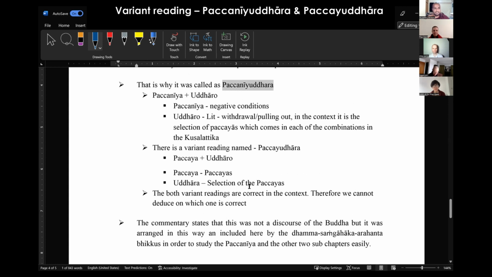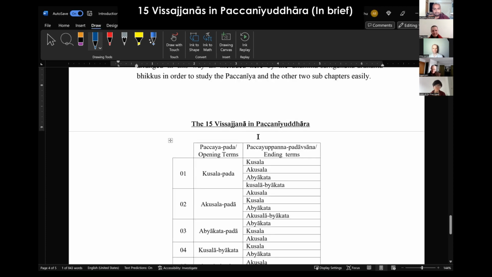So this is also correct, because what we are doing in this chapter is selecting the paccayas, right? In the context, we cannot determine which one is correct, because in the context both meanings make sense. So the next thing that we are supposed to do is to learn the Paccanīyuddhāra, this small chapter.